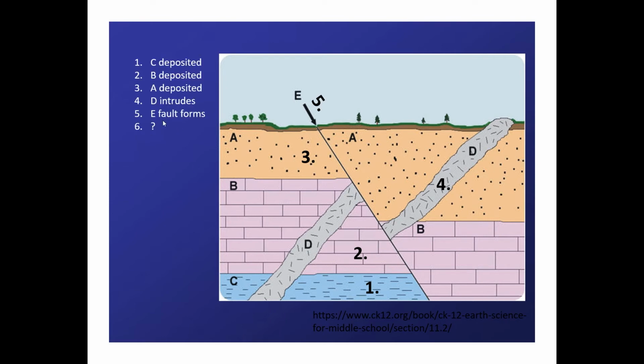And then what about a sixth thing? What happens after the fault? Because we don't have the same thickness of layers on each side, right? So A is much thicker on this side than this side. So what happened to all that extra A, and what happened to all these things above it, and what happened to the rest of the intrusion? They got eroded. So number 6 is erosion. So then there's some erosion that formed the modern day landscape.